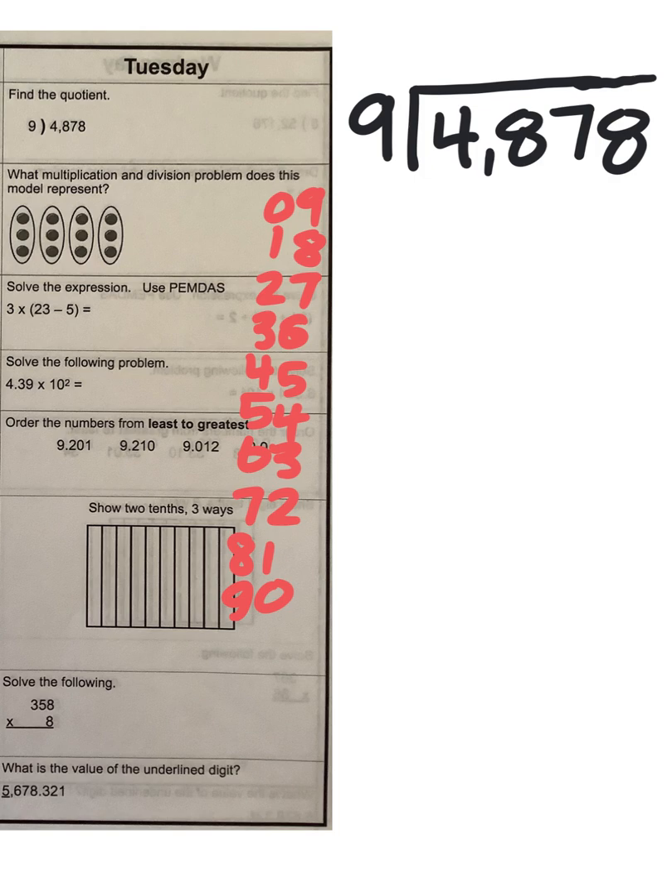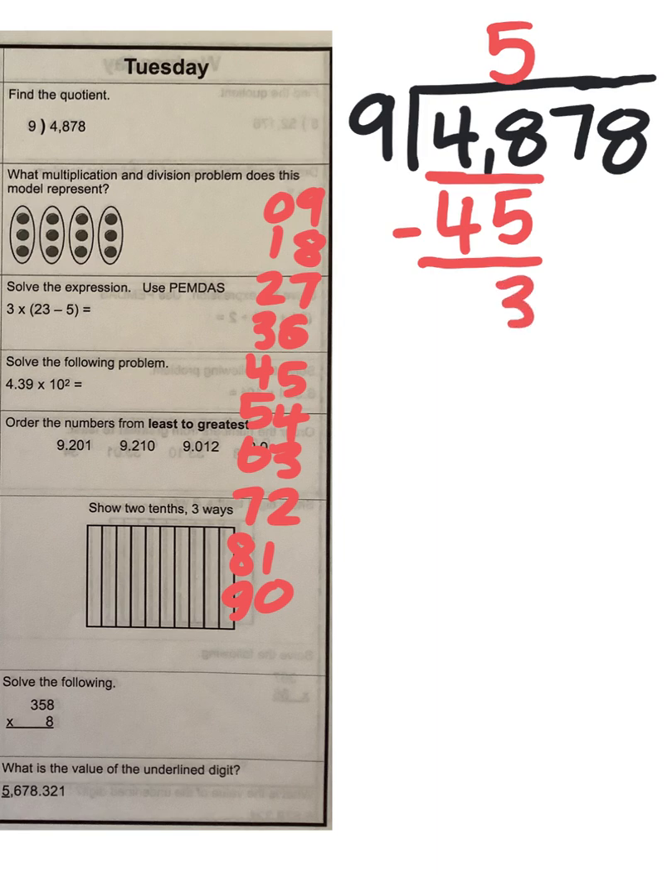All right. So I know that 9 cannot go into 4, but it can go into 48. How many times? 5 times. 9 times 5? 45. I'm going to go ahead and subtract. 48 minus 45 is 3. And if you look here, I'm going to check that 3 is smaller than that 9. So I'm going to continue by bringing down my 7.